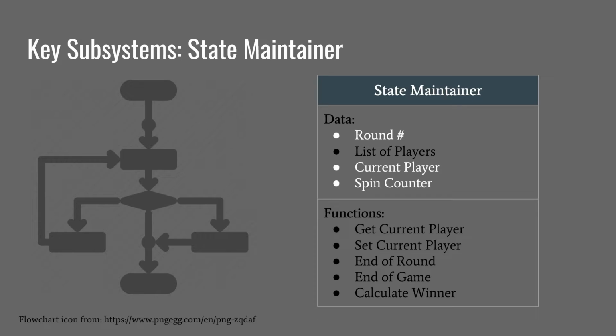Our state maintainer will keep track of the rounds, the current player, and the spin counter in order to facilitate the gameplay. This will encompass our essential functions like get or set current game player, and contains the functions to control each round, the end of game, and to calculate the winner.